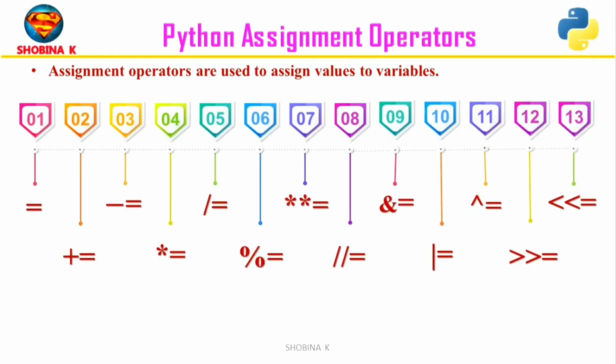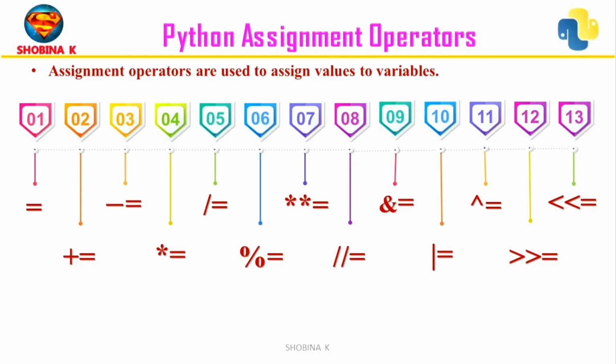And here is a list of assignment operators that we have in Python. First of all, we have assign, and next add and assign, then subtract and assign, multiply and assign, divide and assign, modulus and assign, exponent and assign, floor division and assign. Next up we have bitwise AND and assign, bitwise OR and assign, bitwise XOR and assign, bitwise right shift and assign, and finally bitwise left shift and assign.